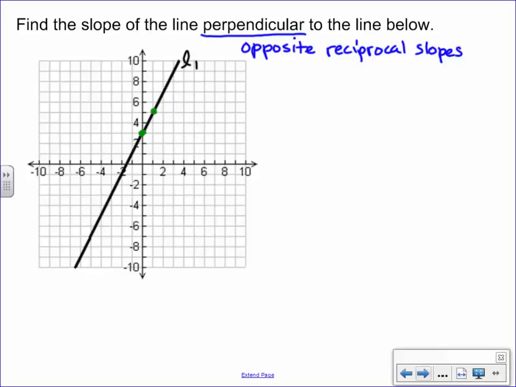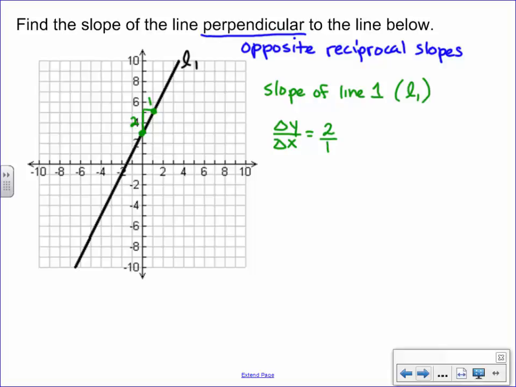And I'm going to count my rise over run. So the slope of line 1 can be found by doing rise of 2 and run of 1. So our change in y over change in x is positive 2 over positive 1.